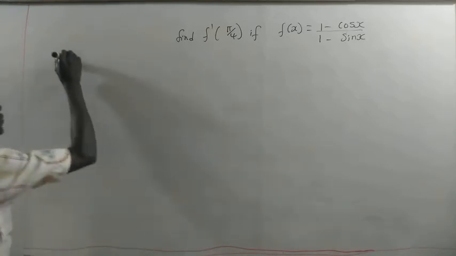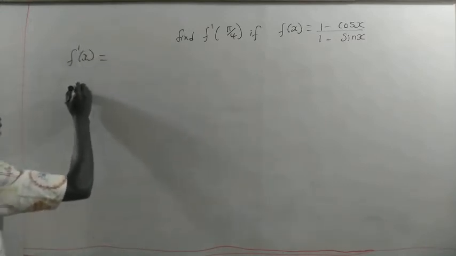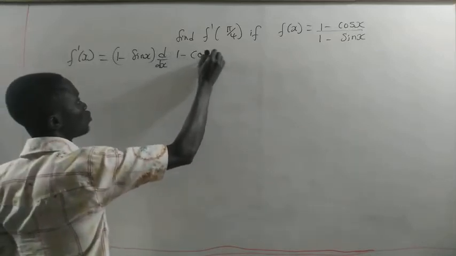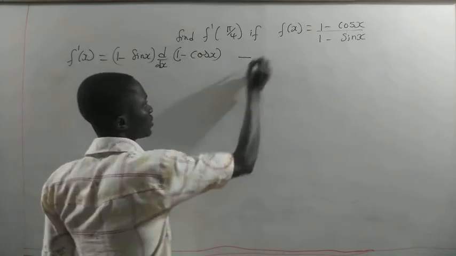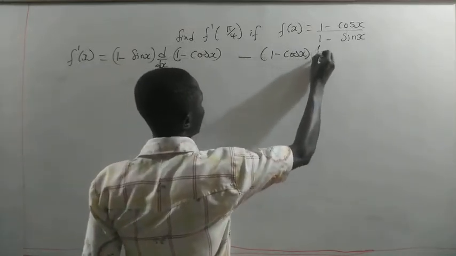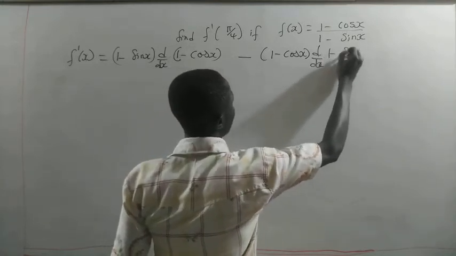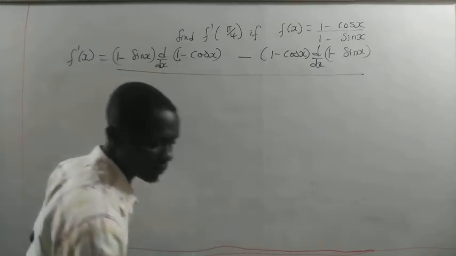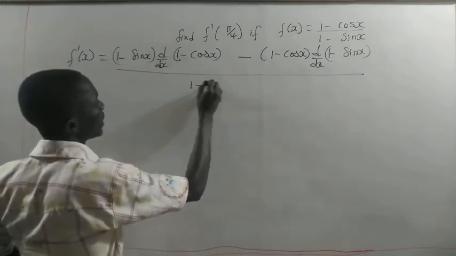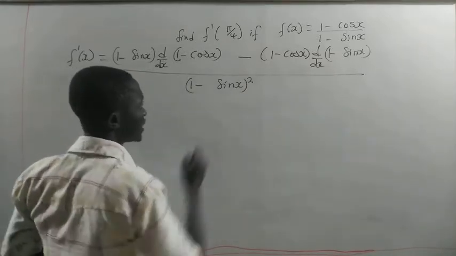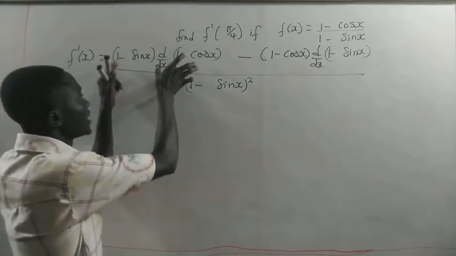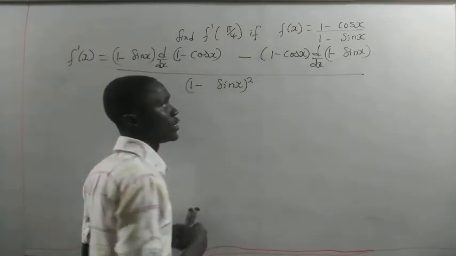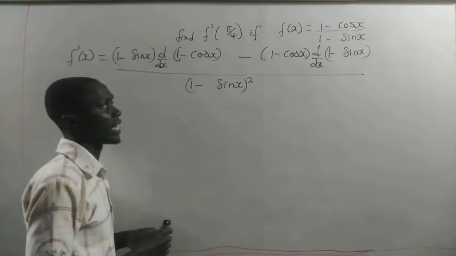So here we have f prime of x equal to 1 minus sine of x times the derivative of 1 minus cosine of x with respect to x, minus 1 minus cosine of x times the derivative of 1 minus sine of x with respect to x, all divided by 1 minus sine of x all squared. That is the quotient rule. You differentiate the numerator and multiply it by the denominator, minus you differentiate the denominator and multiply it by the numerator, all divided by the denominator squared.